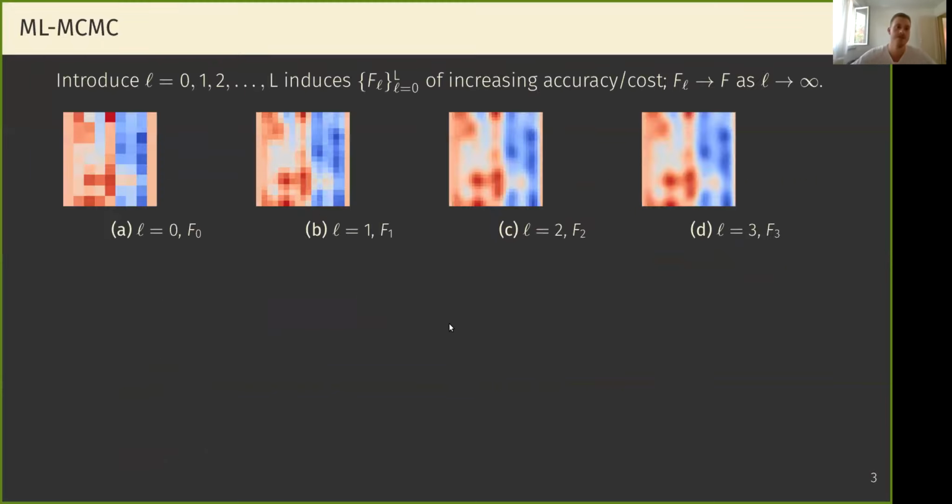So what is multi-level MCMC? Well, instead of considering one fixed discretization level capital L, we introduce a hierarchy of discretizations with curly L going from zero all the way to L, where each discretization level curly L induces a forward operator F_L with increasing accuracy and cost, in such a way that F_L converges to the true model as L goes to infinity. So perhaps a bit more graphically, what's going on is that at level zero, we have a very coarse, very inaccurate evaluation of our forward model, but also a very cheap one to compute. And as we refine the levels, F1 becomes a bit more precise, but also becomes more and more expensive.